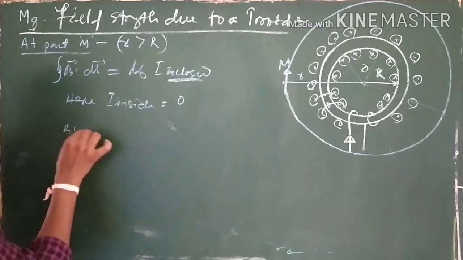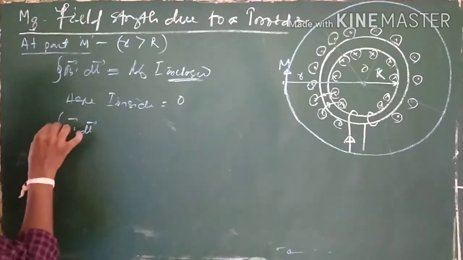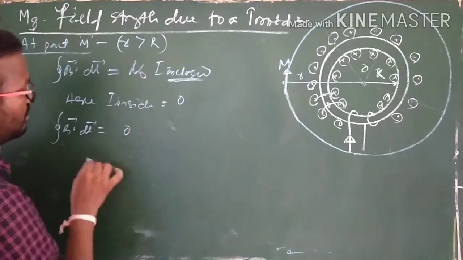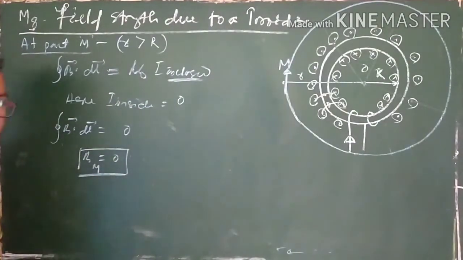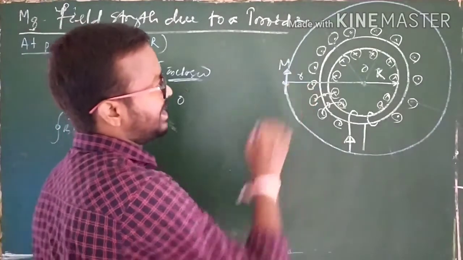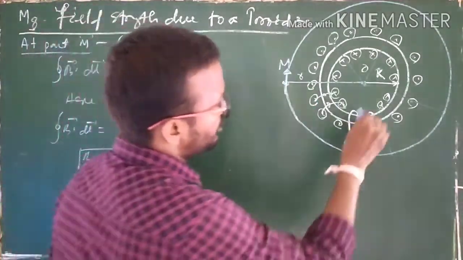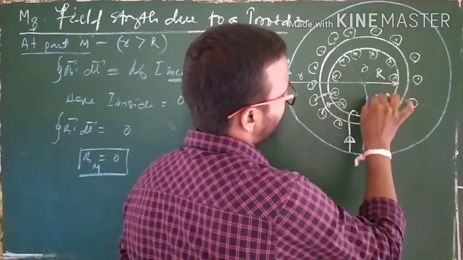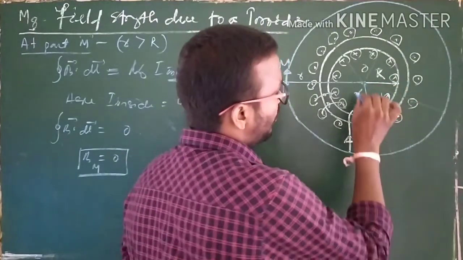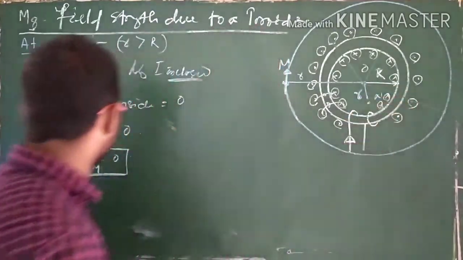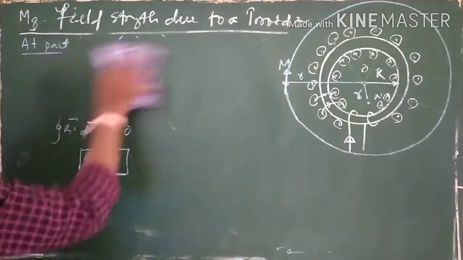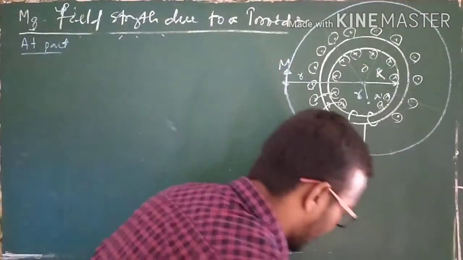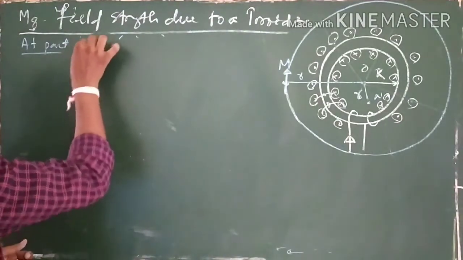That means the closed integral of B dot dl is equal to 0. So the magnetic field at point N is equal to 0. Clear? So at this point the magnetic field strength is equal to 0. If you choose another point here, N, at distance r, what is the magnetic field strength at point N? For this point, we have to find the magnetic field strength at point N.